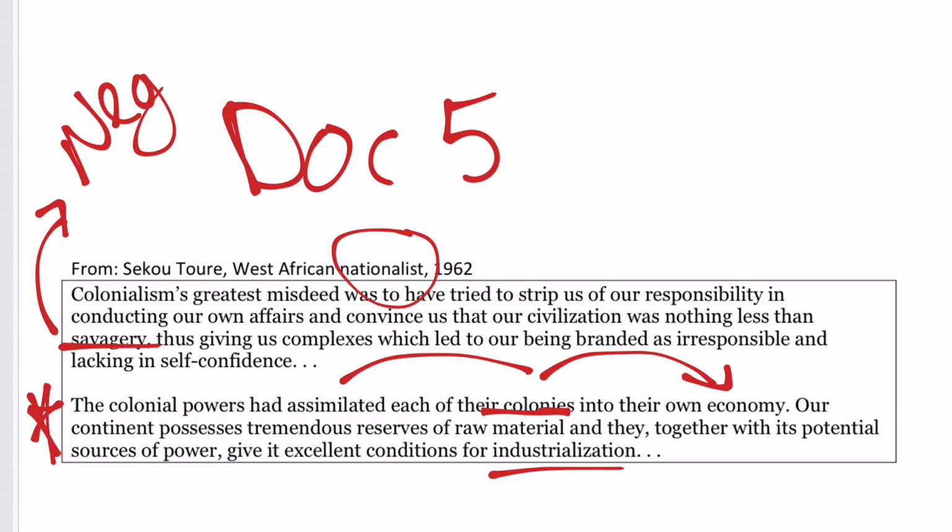So remember we talked about nationalism versus patriotism, and how nationalism is pride in your country and pride in being who you are. That's kind of what he's saying. If we would have had a chance to govern ourselves and to industrialize ourselves, we could have done that. We're not, in fact, lacking self-confidence or lacking responsibility.